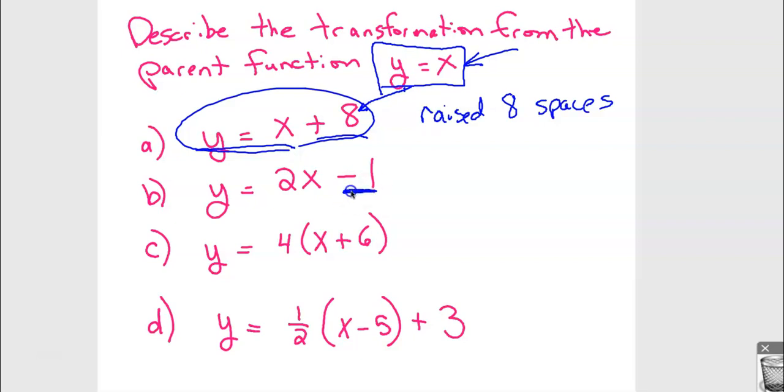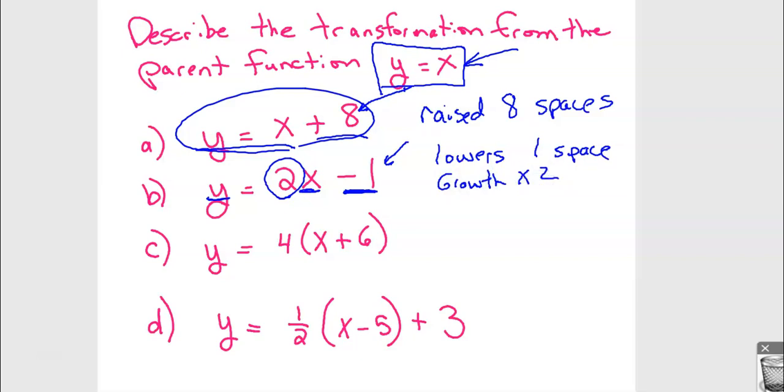This is right here. Notice I still have y equals x, but this number on the outside raises it or lowers it. So this one lowers it 1 spot, lowers 1 space. And the number out front makes it grow 2 times quicker. So it has a growth of times 2.